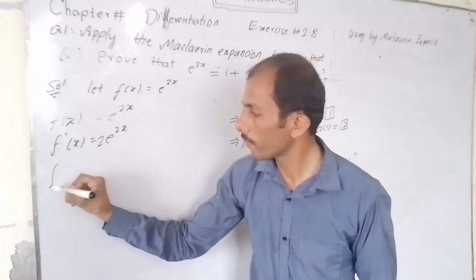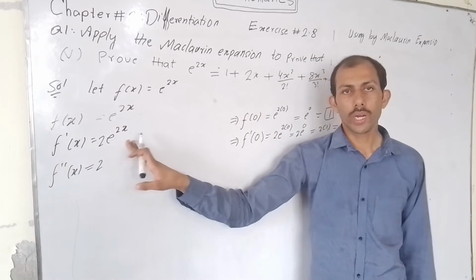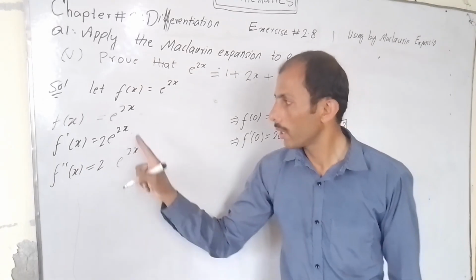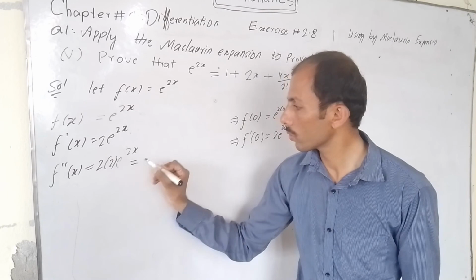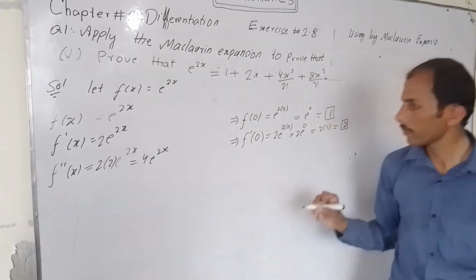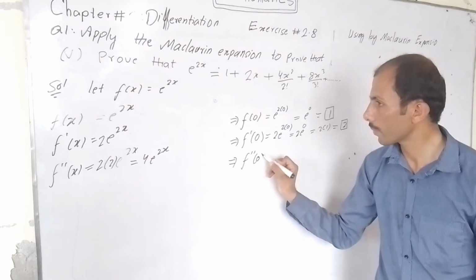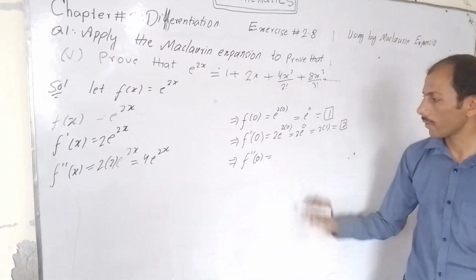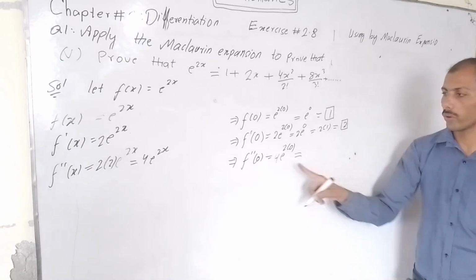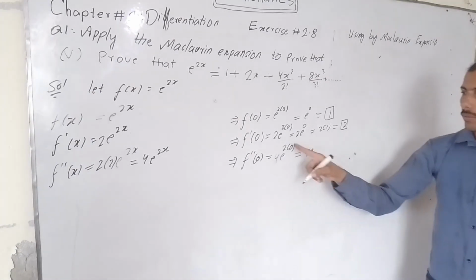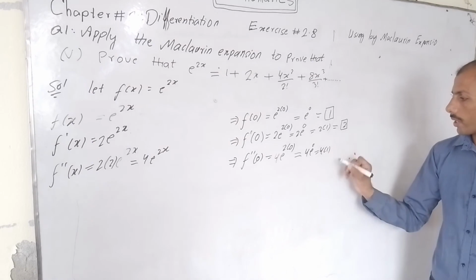Second order derivative, f double prime of x, is equal to 2 times derivative of e power 2x, which is e power 2x. Again, derivative of 2x with respect to x is equal to 2. So it is equal to 2 times 2, that is 4 e power 2x. At x equal to 0, f double prime of 0 is equal to 4 e power 2 into 0, which is 4 into 1, since e power 0 is equal to 1. So it is 4.